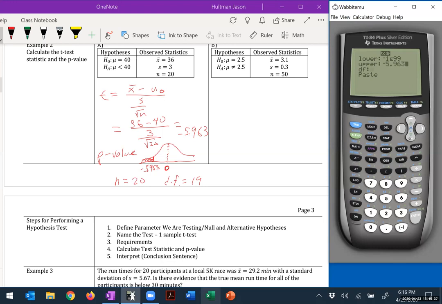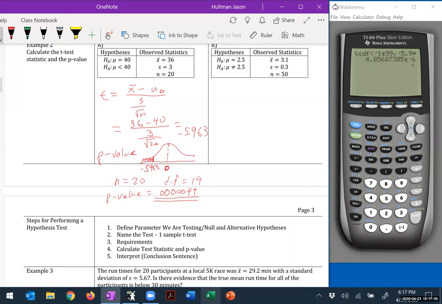5.963. Degrees of freedom is 19. 19, it's n minus 1. Okay, and then let's paste that. And I'm getting a very small number. My p-value was equal to 0.000, okay, 5 zeros, and then a 49, we'll say, 49. So extremely small p-value.